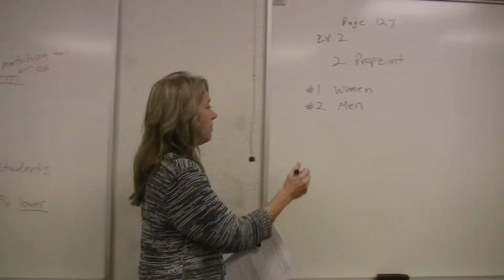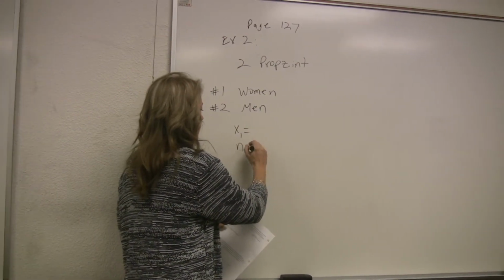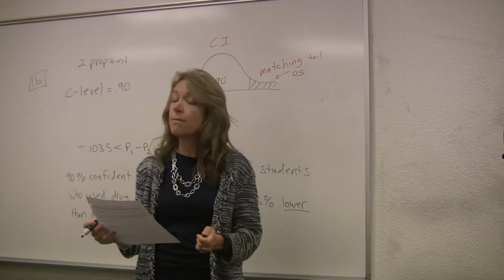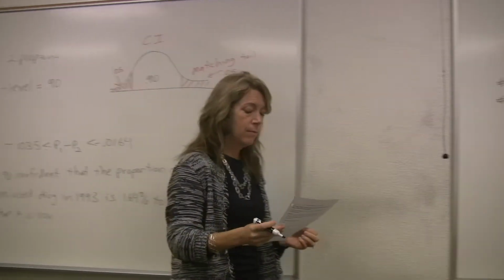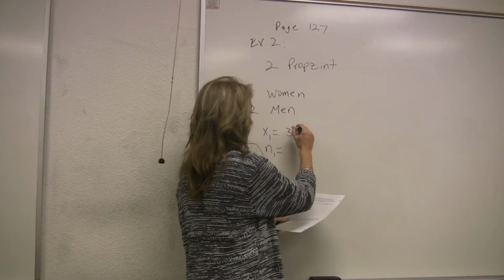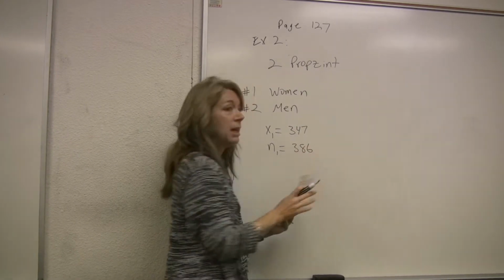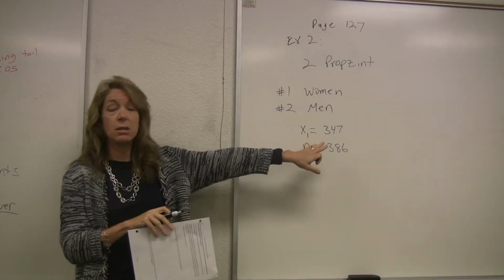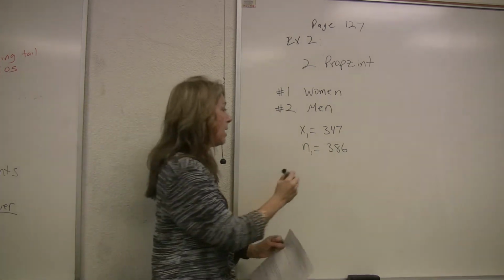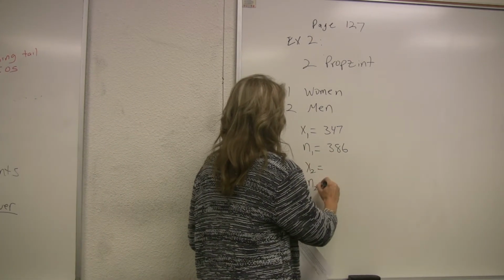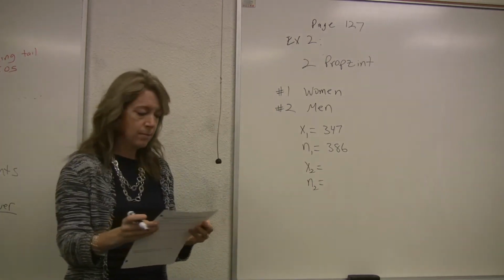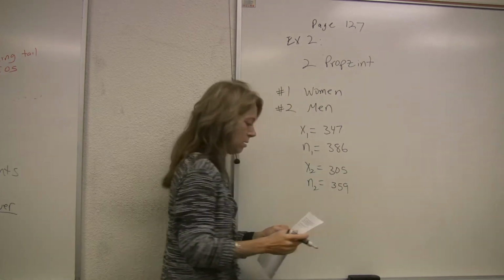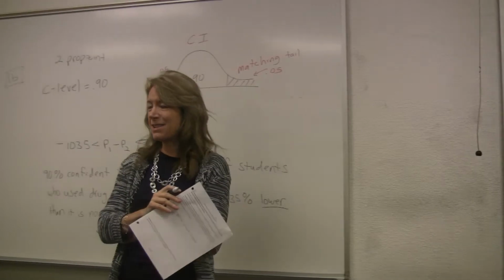So then when we go into 2 prop z int, it asks for x1 and n1, which were 347 for X1, and then 386 for N1, because we had 386 total women, and this is how many of them said yes to our question. And then it wants x2 and n2: 305 out of 359. Those are the same x's and n's like we saw before.